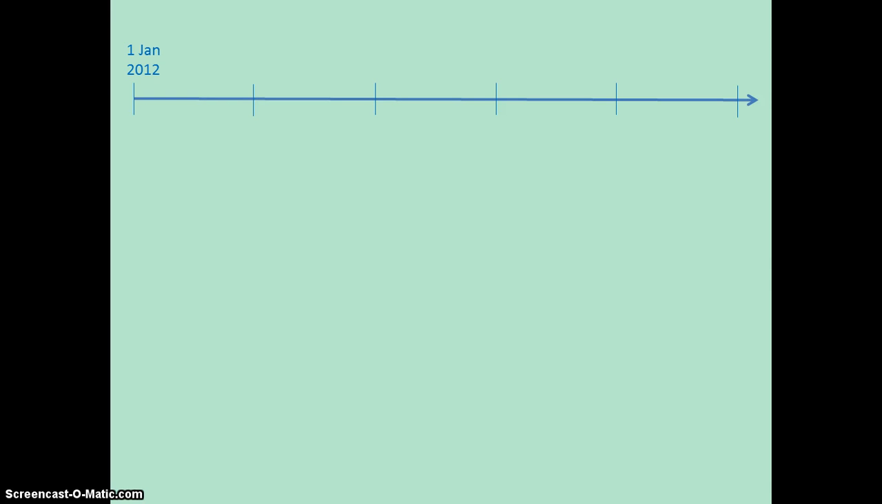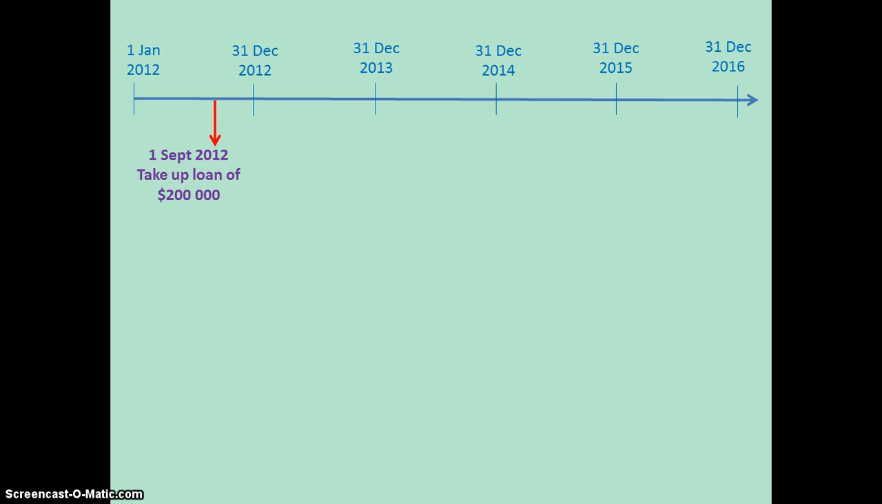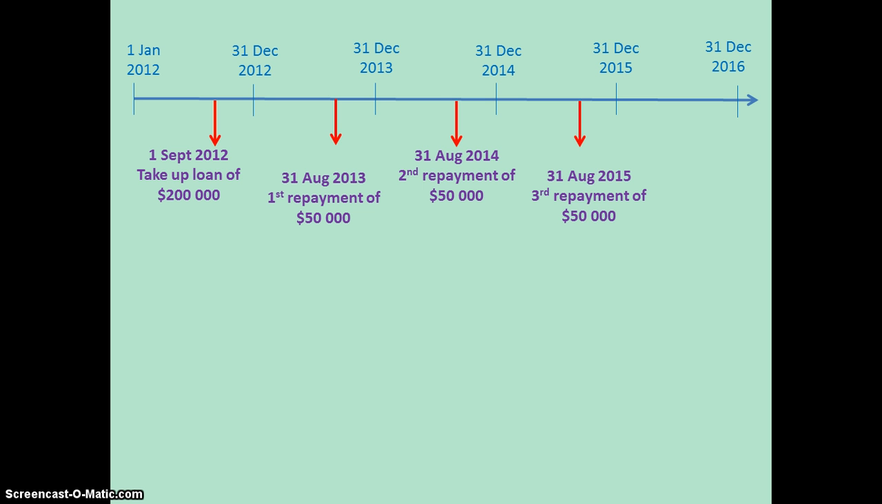Let's use a timeline to better understand the loan repayment. The financial year starts on 1st January 2012 and ends on 31st December every year as shown in the timeline. It is on 1st September 2012 that the business took up a loan of 200,000. The first repayment of 50,000 is on 31st August 2013. The second repayment of 50,000 is on 31st August 2014. The third repayment of 50,000 is on 31st August 2015. And the last repayment of 50,000 is on 31st August 2016.